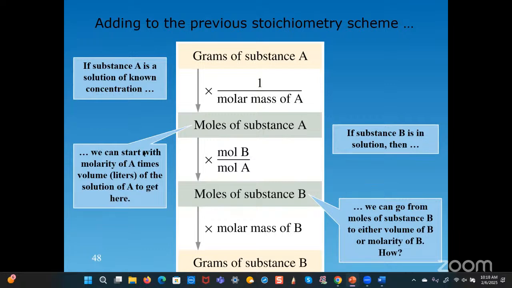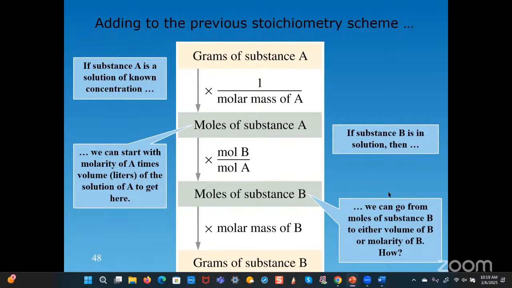Now, when solutions are involved, then you have to take into account the molarity. So for example, you may know the concentration of substance A, in which case, to get the moles of substance A, you'd have to multiply the molarity by the volume in liters, and that gives you the moles, and then you can do the rest of the calculation. In the case of substance B, you could be asked for the volume, in which case you need to know the molarity, or you could be asked for the molarity, in which case you need to know the volume. So those are just possible problems of different types that you could encounter when it comes to determining different things when it comes to solutions involved in reaction.